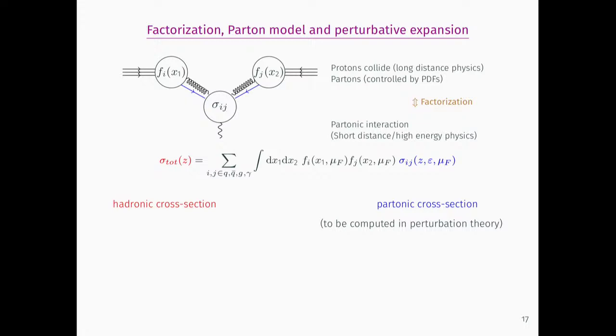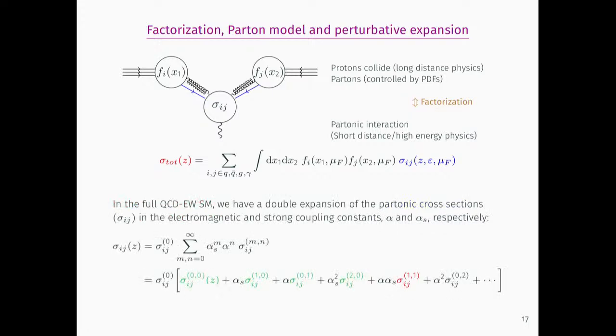So this is the long distance physics, and that is the short distance or high energy physics. You can write it down in this convolution form, where this is the probability of getting the first parton from the first proton, and this is the second one. And this is our partonic cross section. The hadronic cross section is the total, and the partonic cross section is what we compute in perturbation theory. So this contains all the loops or all the perturbative orders for this computation.